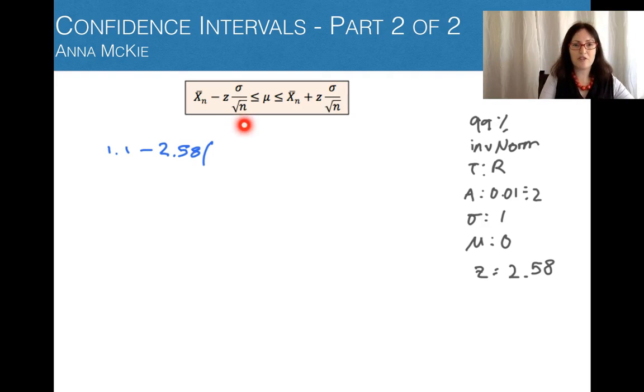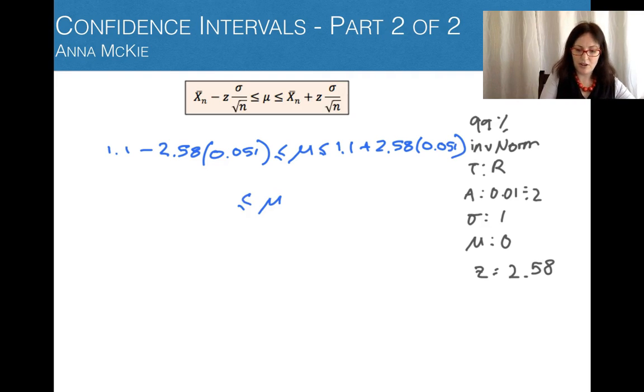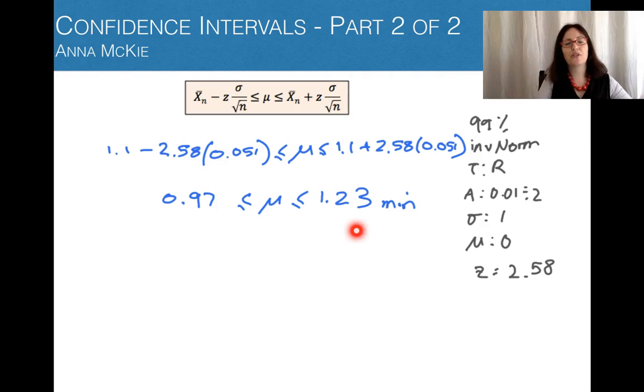Next is sigma over square root n. Well, we calculated that before as 0.051, and that's not going to change for a 99% confidence interval. We'll finish this off. 1.1 plus this time 2.58 times 0.051, and then you just calculate the two endpoints. So our 99% confidence interval for approximating what our population mean would actually be, the mean waiting time for all customers, would be between 0.97 and 1.23 minutes.